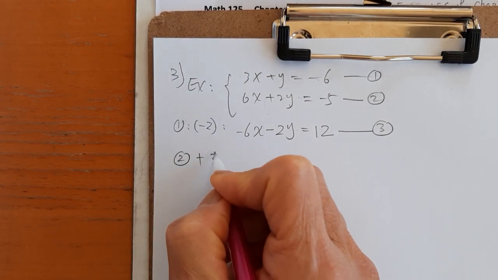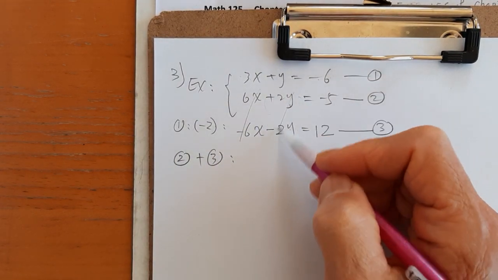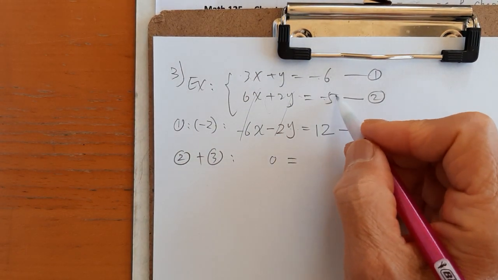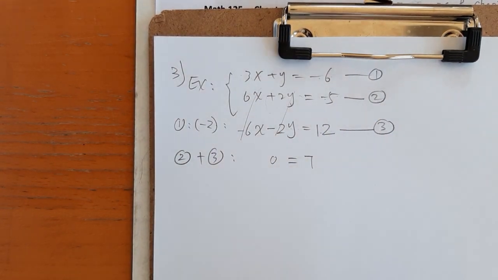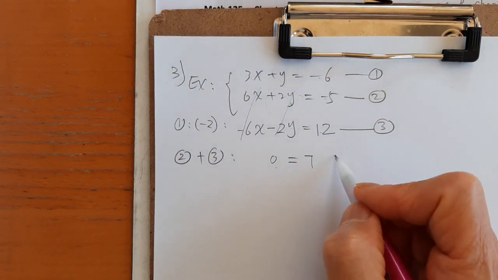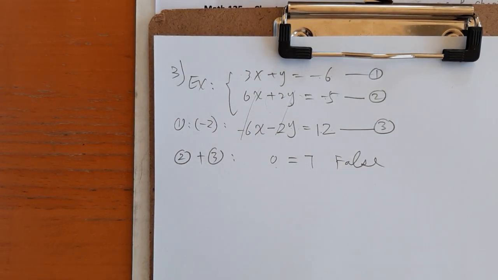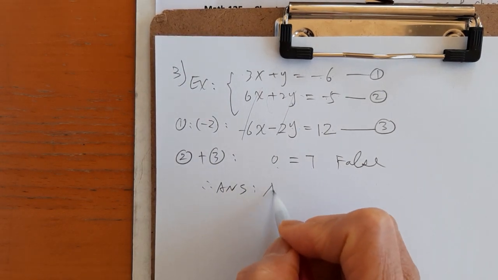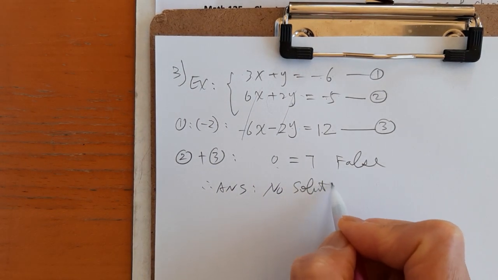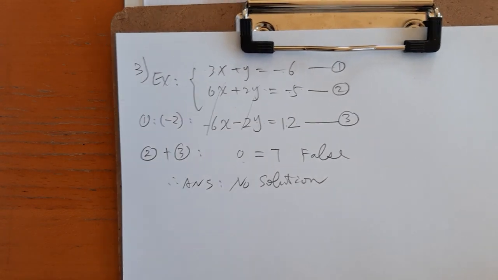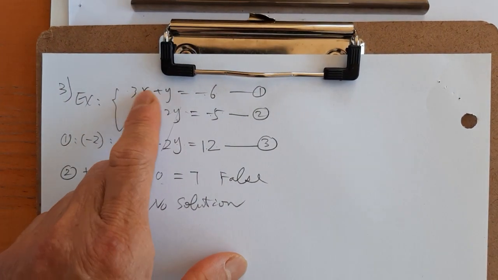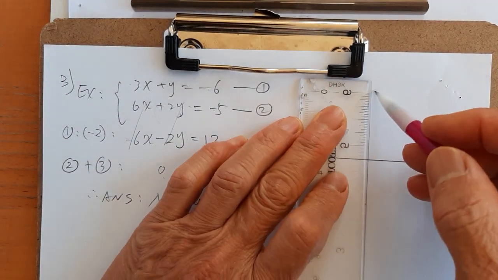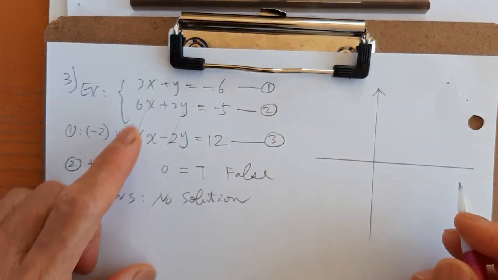Then you add together and cancel. The second equation and the third equation add together: one positive, one negative, add together is 0. On the right side, negative 5 add 12 is positive 7. And 0 never equals 7, this is always false. So then you put that this one has no solution. There's no solution, because the two lines are actually parallel lines. If you draw it, it's parallel lines like this.